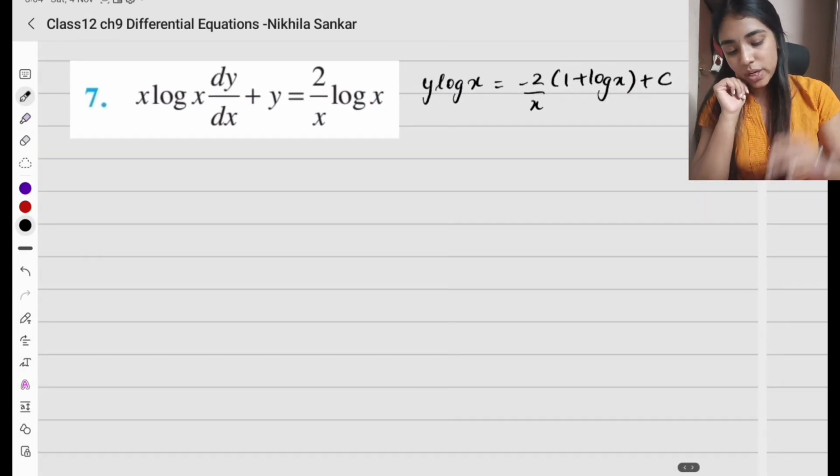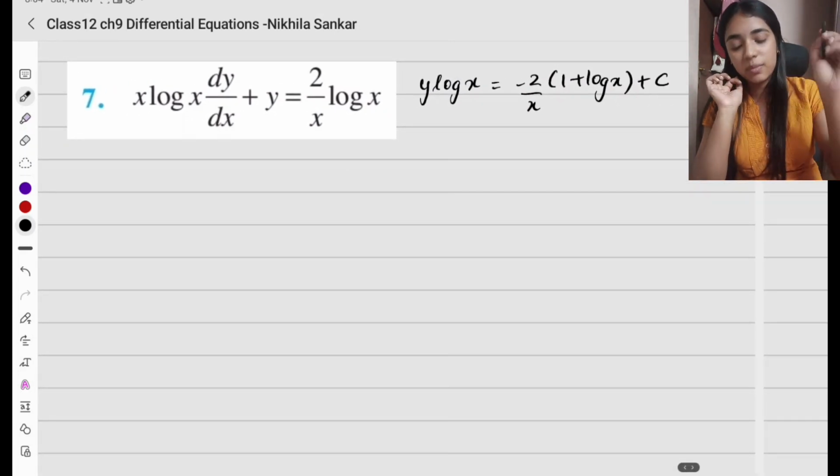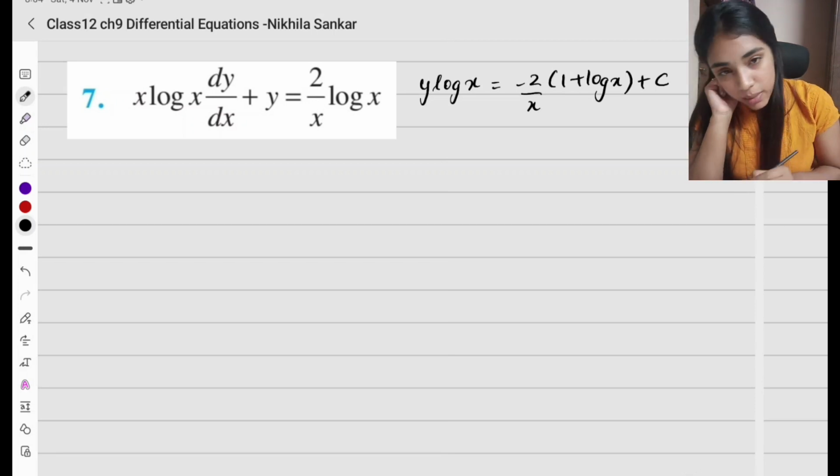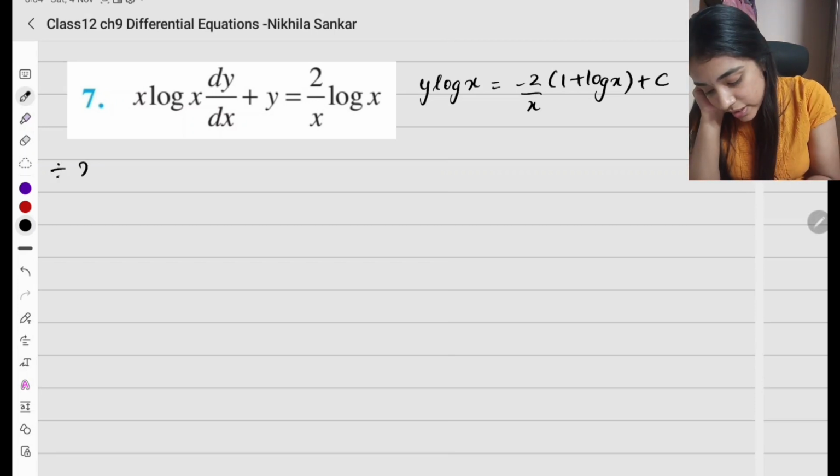Question number 7. Okay, I'm solving a lot of questions. போட்டுட்டே இருங்க, அப்பதான் வரும், இல்லாட்டி confuse ஆகும். Okay, now இது நம்மளுக்கு வேண்டிய ஃபார்ம்ல இருக்கா? இல்ல. So I'm going to divide the whole equation by x log x. So what will I have?